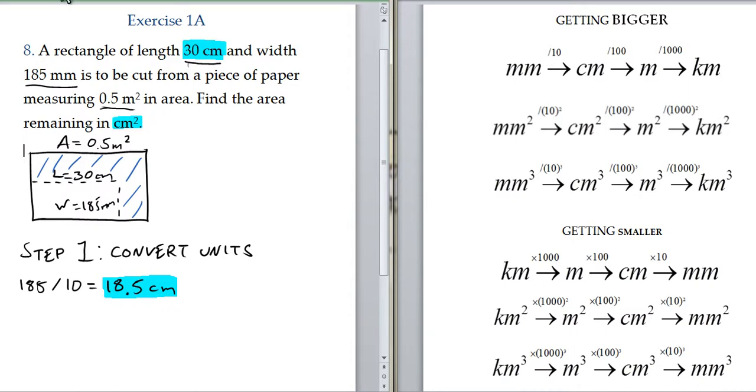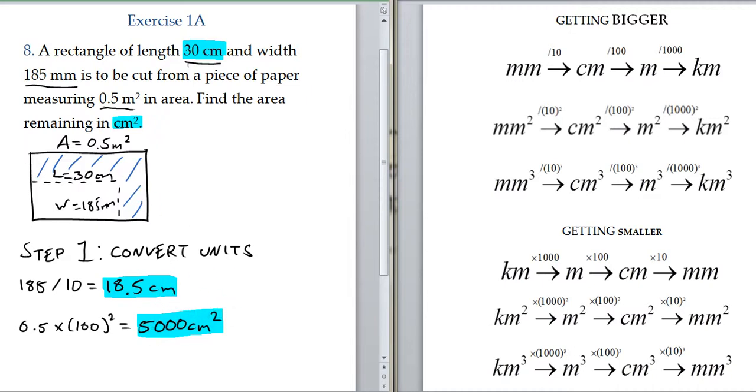And the second half of step 1 will be to take this 0.5 meters squared, and now to go from meters squared into centimeters squared, well, we're getting smaller, and we multiply by 100 squared. So times 100 squared, which if we do on the calculator, should give us 5,000 centimeters squared. And so now that's okay as well, right? That's in the correct units now. So we've now got everything in the correct units. So it's just about how to work out this question.